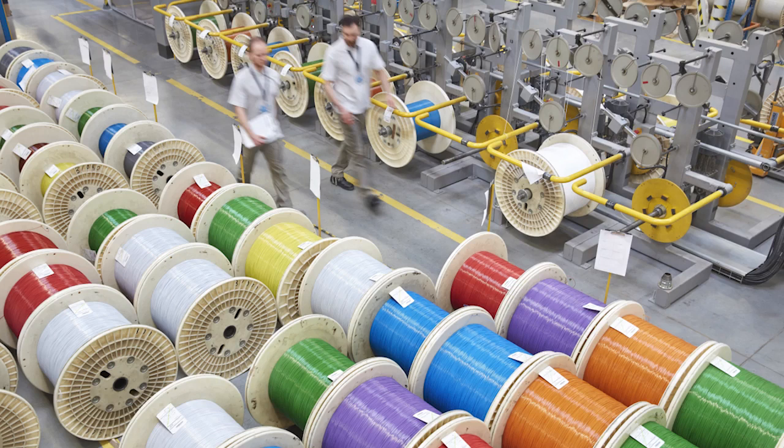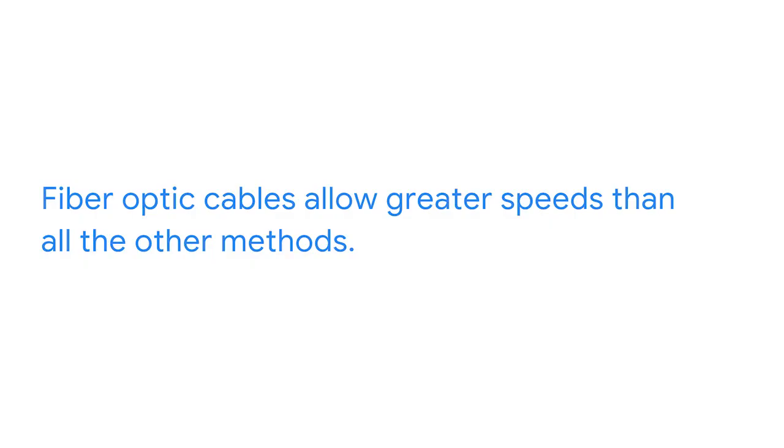The last method we'll go over uses fiber optic cables to connect to a network. This is the most expensive method since fiber optic cables allow greater speeds than all the other methods. Fiber optic gets its name because the cables contain glass fibers that move data through light instead of electricity. This means that we send ones and zeros through a beam of light instead of an electrical current through a copper wire. How cool is that?